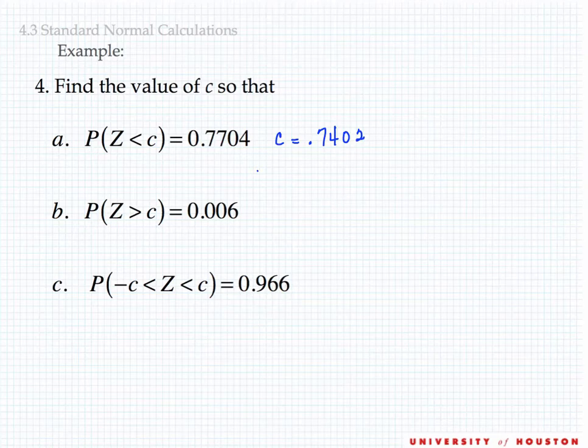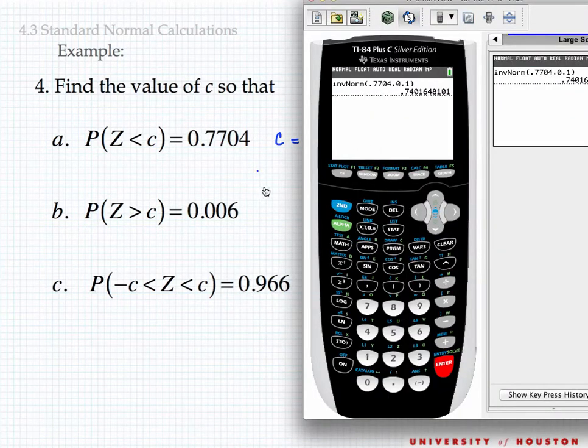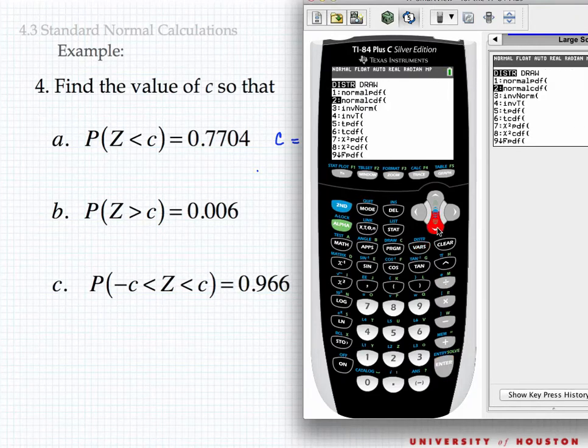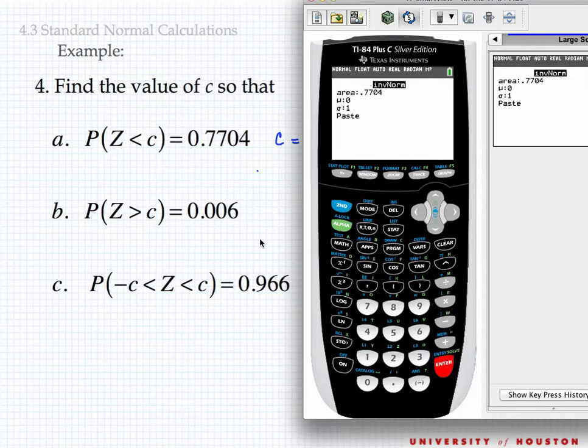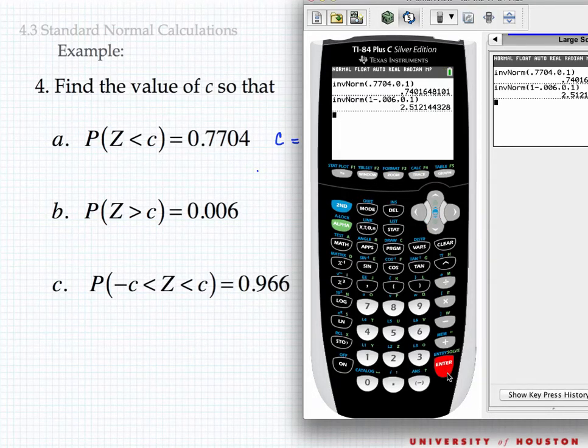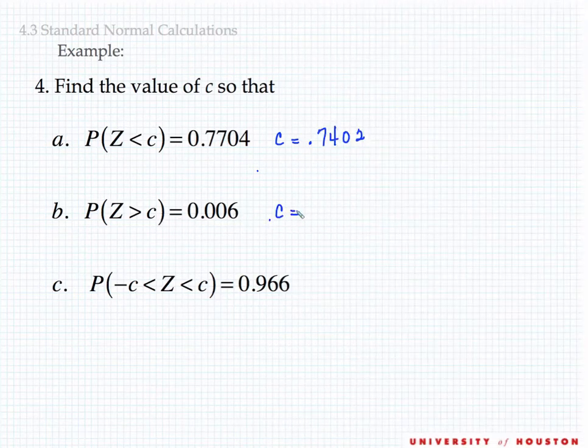Now for a greater than, we have to use the complement. So when I enter into inverse norm, instead of entering the 0.006, my area will be 1 minus 0.006. So our C value here is 2.512.